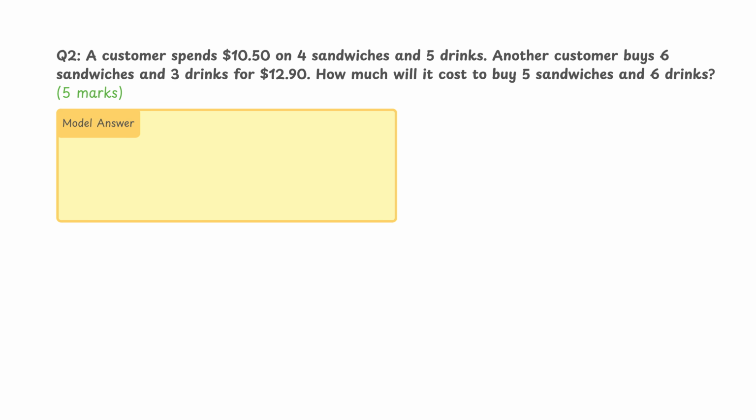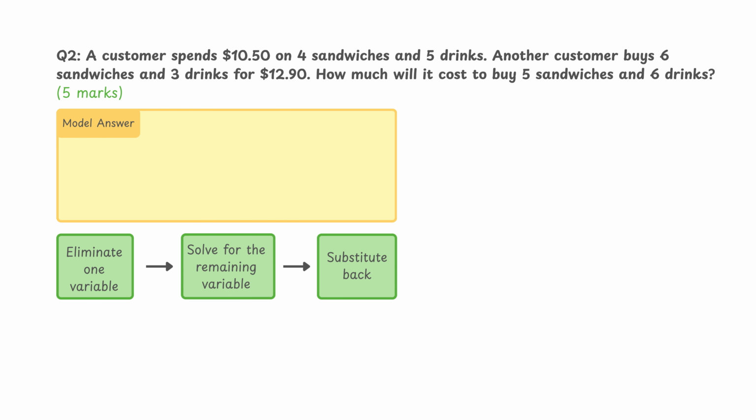Question 2. A customer spends $10.50 on 4 sandwiches and 5 drinks. Another customer buys 6 sandwiches and 3 drinks for $12.90. How much will it cost to buy 5 sandwiches and 6 drinks? This question is worth 5 marks. Let x be the price of 1 sandwich. Let y be the price of 1 drink. From the question, we form the two equations.